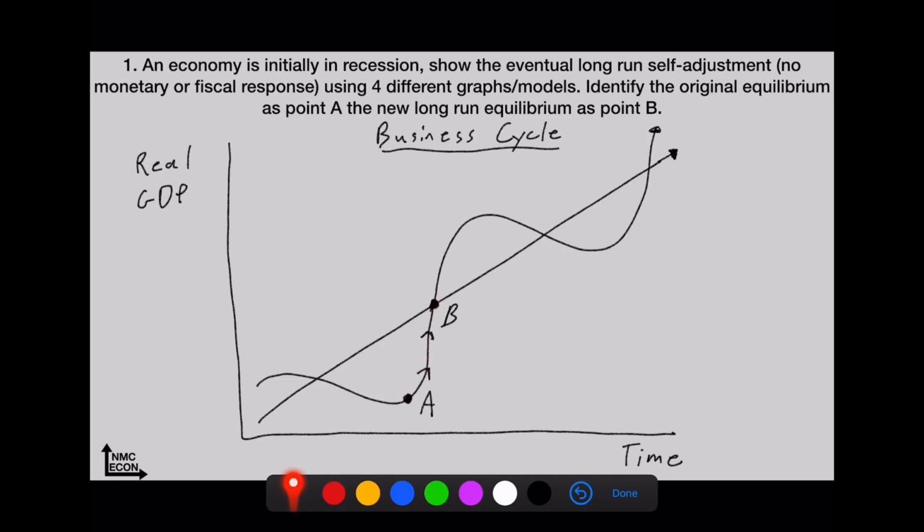Remember, we don't need the government or the central bank to fix these recessions, but it can take longer for the economy to fix itself. It can be more painful. Unemployment can last longer, etc. So we tend to use fiscal or monetary policy responses to make it less painful.